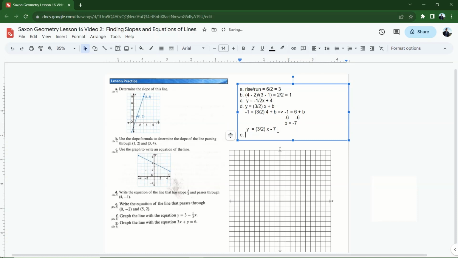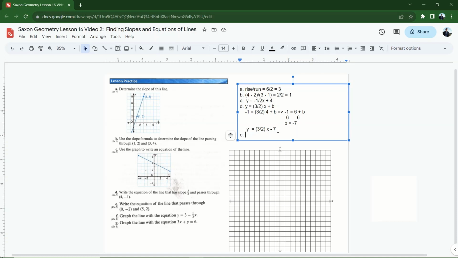Letter E. This one's also a little harder. We're going to have to harken back to our days of algebra. Write the equation for the line that passes through 0, -2, and 5, 2. Well, wait a second here. If an equation passes through a point that has 0 as the x-coordinate, that is the y-intercept. The y-intercept is where x equals 0. So I know the y-intercept is -2.